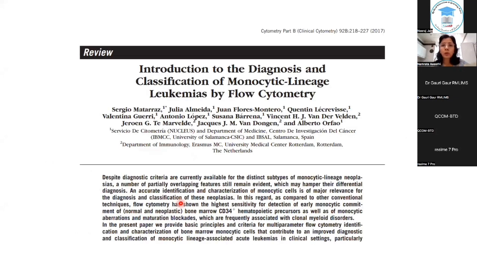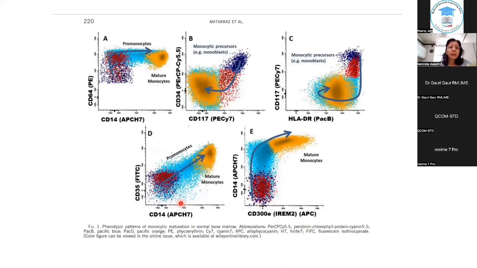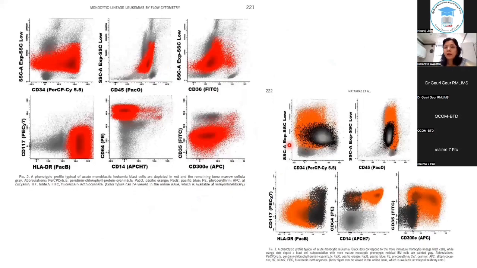So those of you who want to go into details of monocytic differentiation can go through this paper. Essentially, this paper tells us that even the monocytes will have this kind of a maturation pattern. These are the most immature monocytes, the monoblasts, and these are the mature monocytes. Mature monocytes, while maturing, will gain CD14 and CD35, and they will gain CD300E. These are more examples from this paper. I will not discuss this now because we're running short of time.